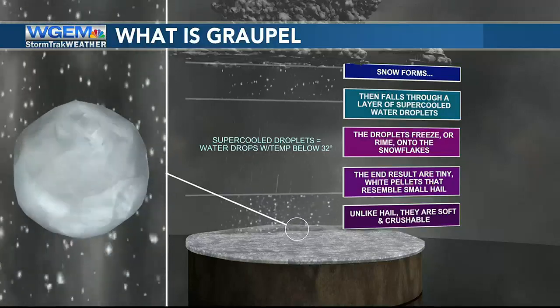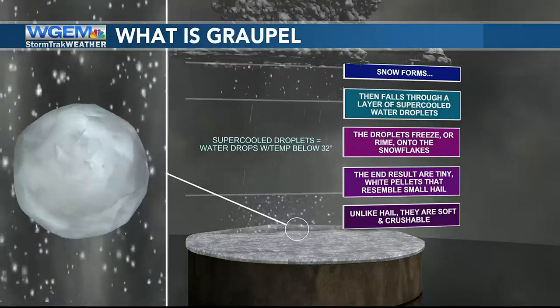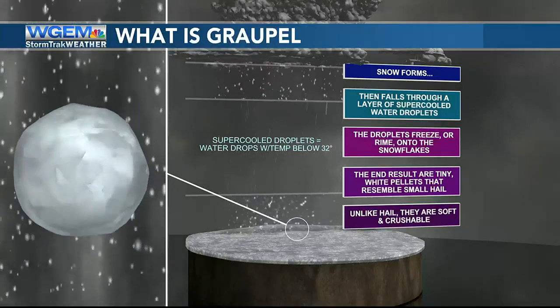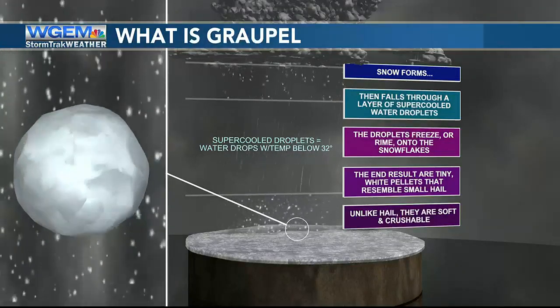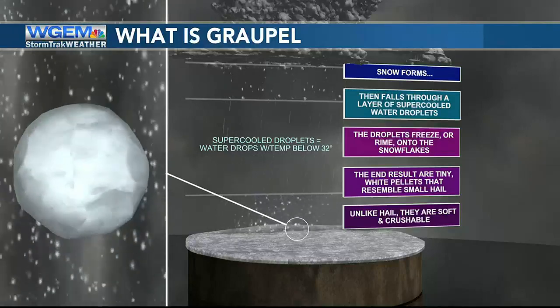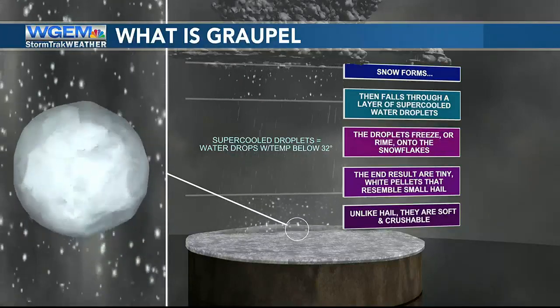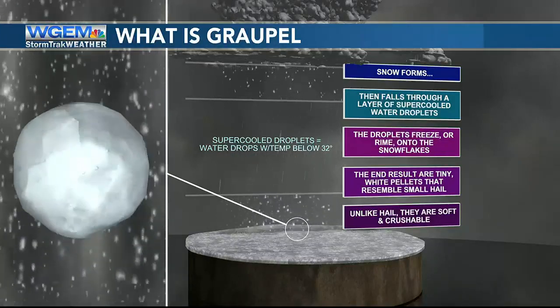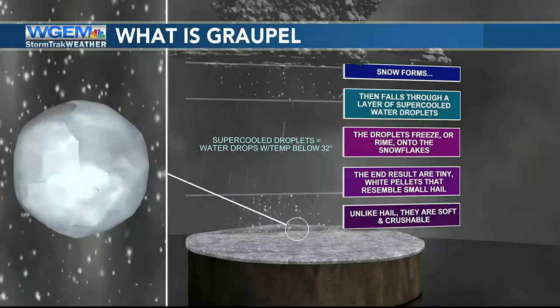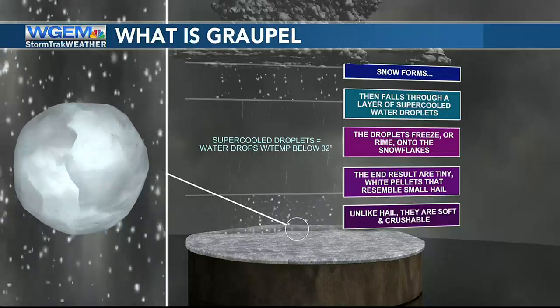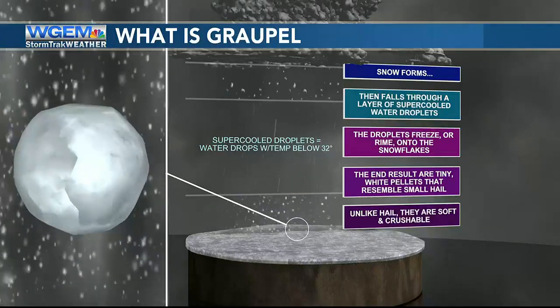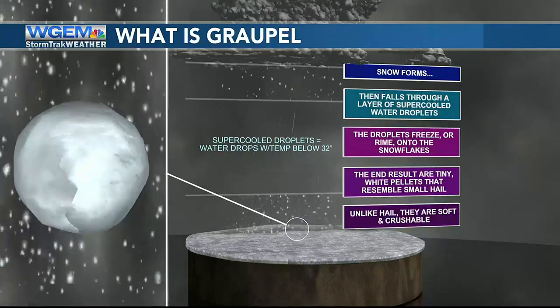So the end result are these tiny white pellets that resemble very small hail, pea-sized hail or smaller. However, unlike hail, these are very soft. They're very easy to crush. So you can kind of think of them as snow pellets. These are common to fall during the springtime when we have big low pressure systems move in, and then we have little showers moving through, especially when we have a recent warm spell.